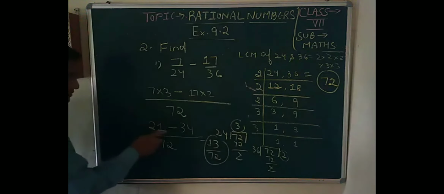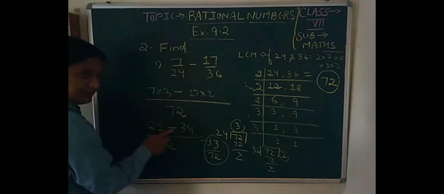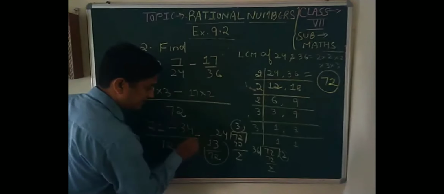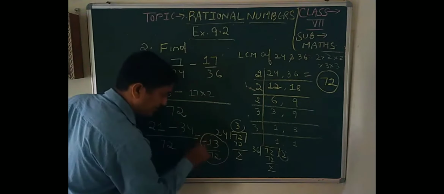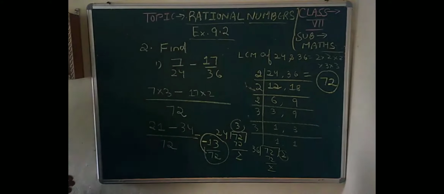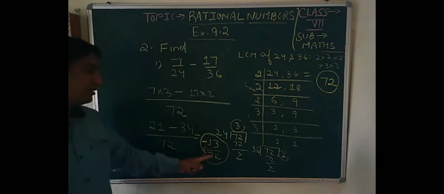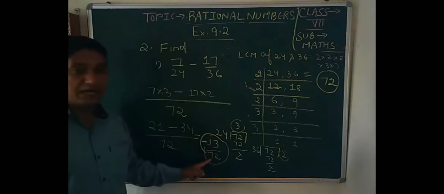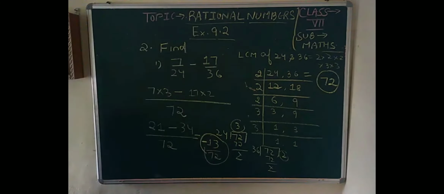And look children, this 34 is of negative sign. This is the bigger integer, so the sign carries negative. Minus 13 upon 72. And both are not divisible, so keep this minus 13 upon 72 as your answer. Now children, we will do one more part of this type. Part second, 5 upon 63.